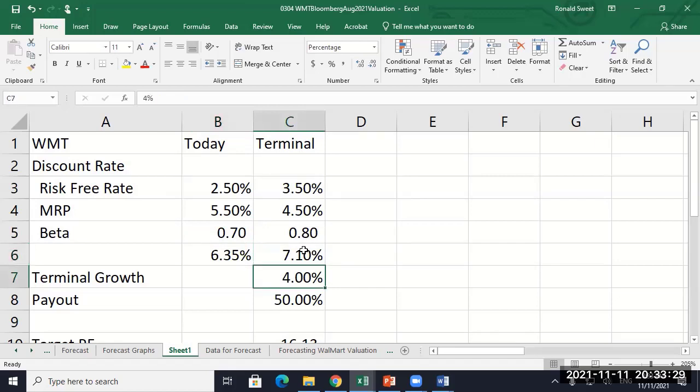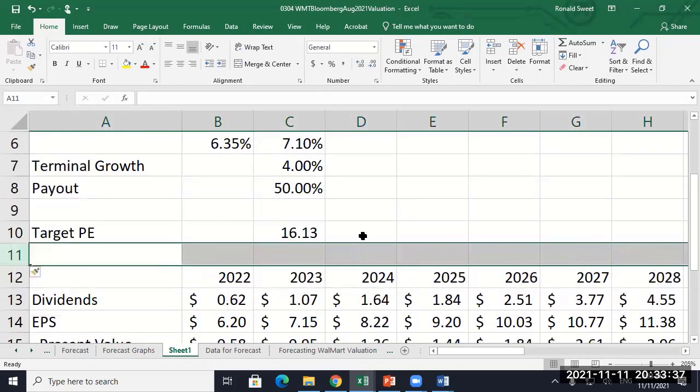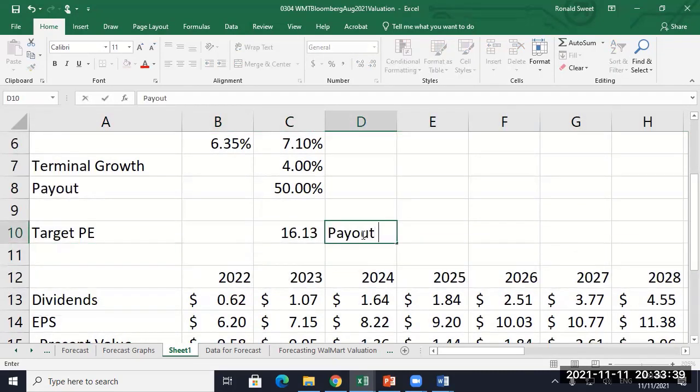Their terminal growth is going to be right at 4%. Their terminal payout's going to be 50%. Their target PE, again, I just take the payout divided by essentially KE minus growth. Essentially, that's all there is. And the only reason I break out the pieces is I want to show that PE ratios are sensitive to interest rates, sensitive to risk factors.